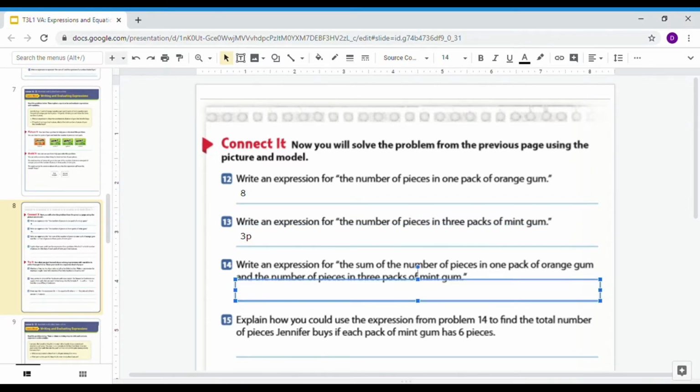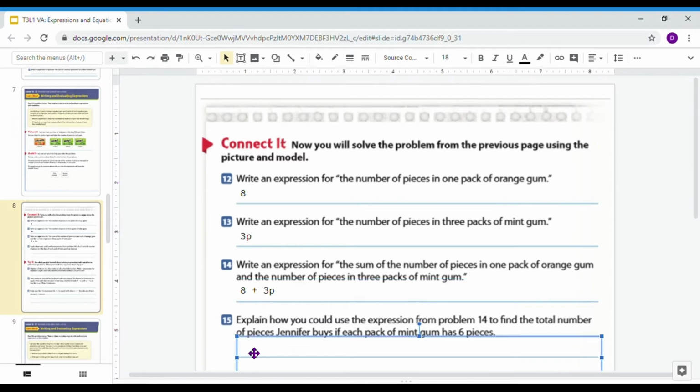These are my 2 terms. And it says write an expression for the sum of the number of pieces in 1 pack of orange gum and the number of pieces in 3 packs of mint gum. So the sum, first thing, I know addition. And my first term is the number of pieces in 1 pack of orange gum. Well, that is 8. So we're going to put that as our first term. Our second term says the number of pieces in 3 packs of mint gum. Well, we already came up with that expression too, 3P. So the expression for the sum of the number of pieces in 1 pack of orange gum and the number of pieces in 3 packs of mint gum is 8 plus 3P.